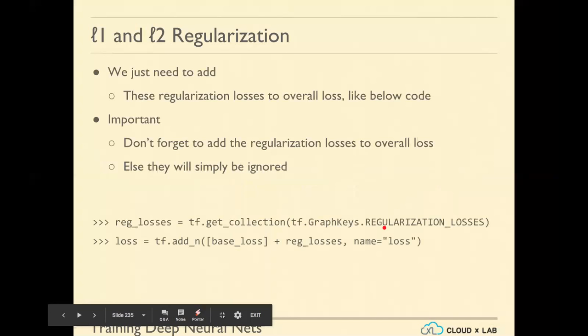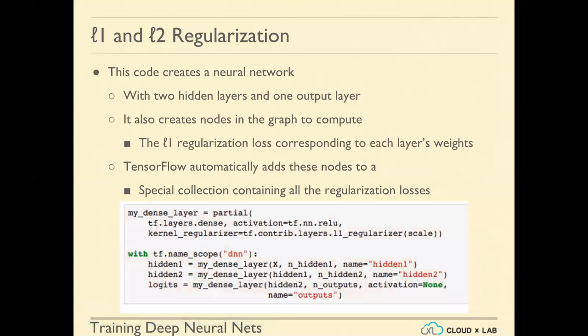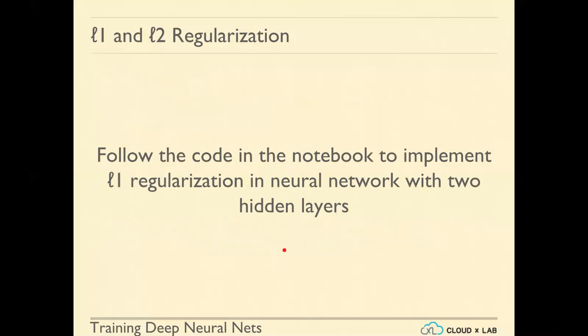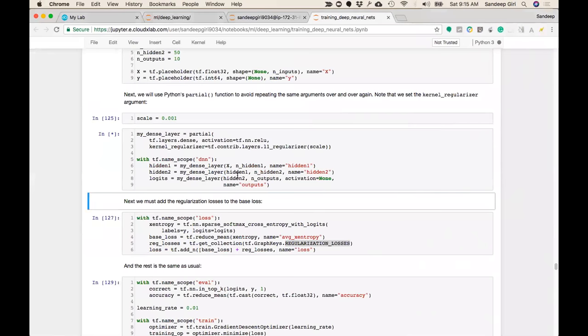All right, so basically this is what's happening. This piece of code is telling TensorFlow to enable the kernel regularizer, that is L1. And when we are using kernel regularizer, whatever the regularized loss is, TensorFlow automatically creates a node with this particular name. We're extracting all the regularized losses from the graph and then adding them all. All right, so let's take a look. This is what we are doing here.